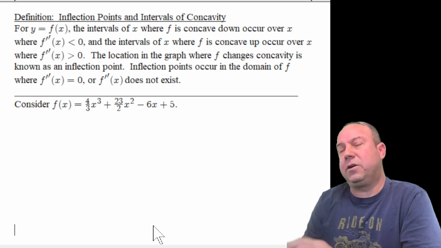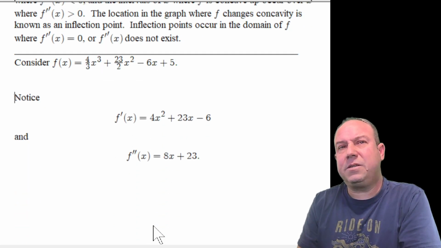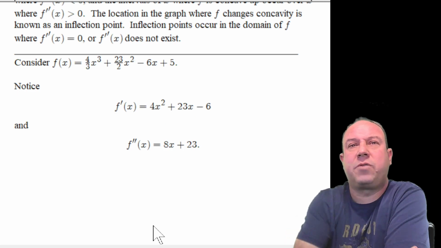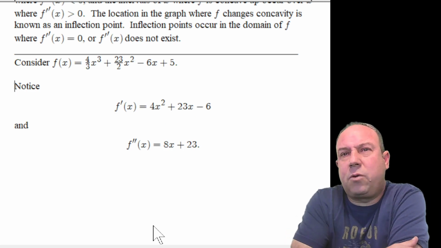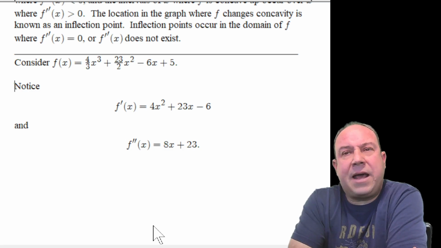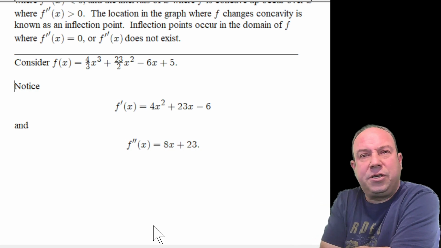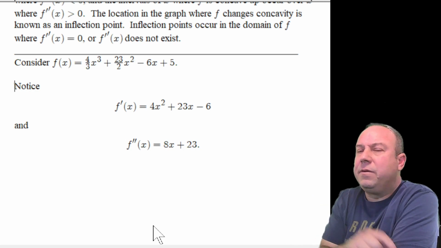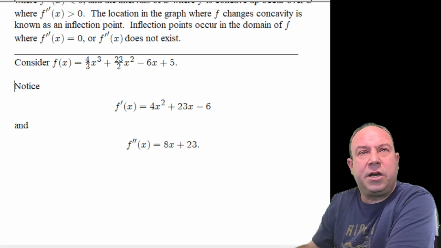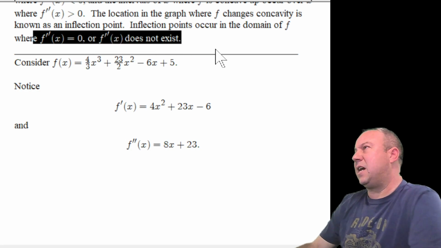If we look at the first and second derivatives of this function, this should be quick. Fundamental rules will get us to our derivatives. The first derivative would be simply 4x squared plus 23x minus 6. And our second derivative would be 8x plus 23. We get a nice linear function to describe our second derivative, where we understand now that our inflection points are going to occur where that second derivative either equals 0 or does not exist.